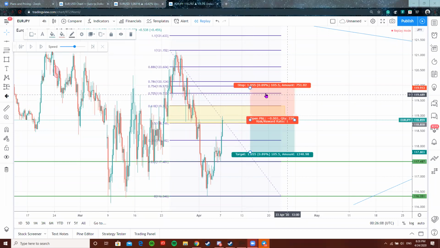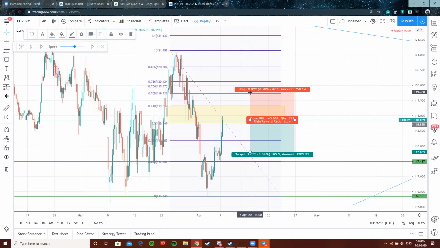Right there where it is with that 0.705. At the 0.705? Okay. All right, that's a very large stop loss, right? At 88 pips. So for swing traders, that's not a bad idea.